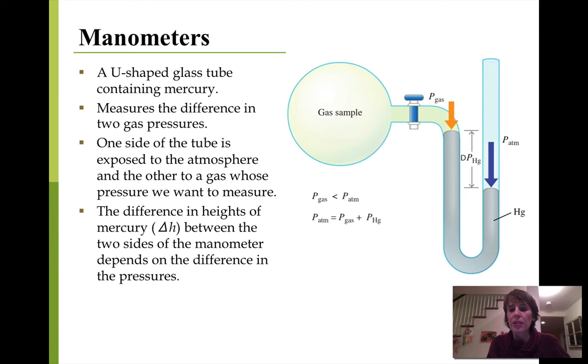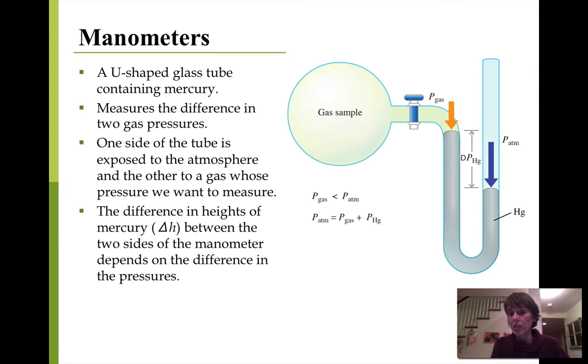So another similar instrument for measuring pressures of gases are called manometers. And these aren't used terribly often anymore, but they're really illustrative of sort of the interactions between pressures of gas samples and atmospheric pressures. So a manometer is a U-shaped glass tube that's open on this end, on the right of your screen, and it's attached to a gas sample on the left side. And there's mercury in the U of the glass tube.